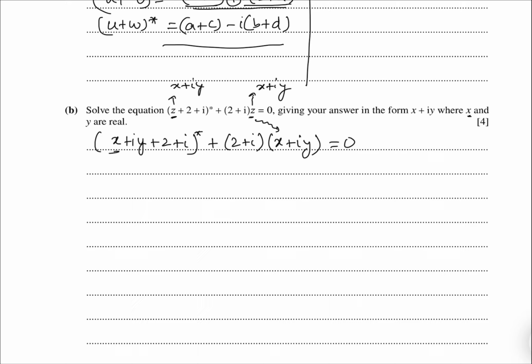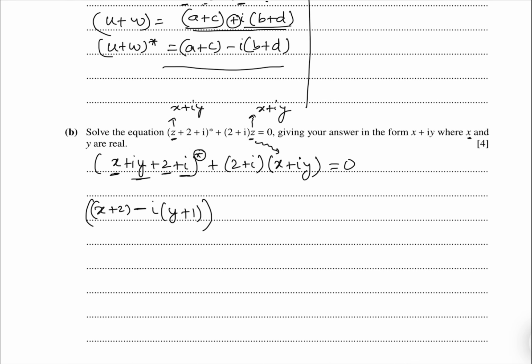Now tell me, this is real, right? These two are not real. So I write it like this, x plus 2. If it's a conjugate, the sign will change to minus i, y plus 1. I've just changed the sign because this one will become x plus 2 plus i times (y plus 1). And if I have to find the conjugate, I've replaced the sign with negative.